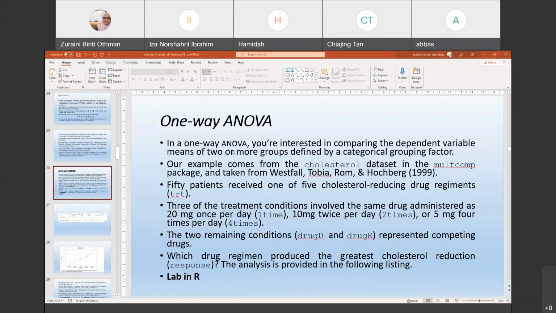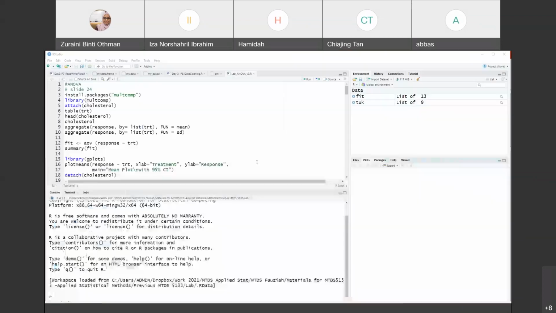Okay, let's open our R. Okay, let's share. Okay. Okay, cancel first. Okay, let me share my R Studio. Can you see my R?